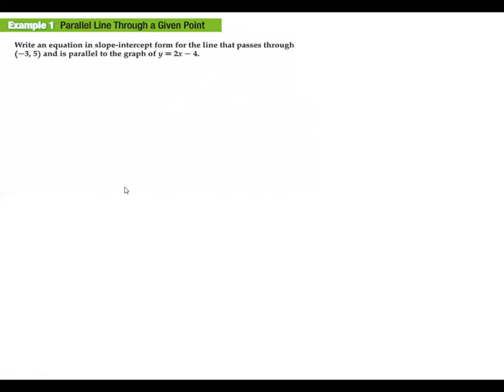Write an equation in slope intercept form for the line that passes through negative 3, 5 and is parallel to the graph of y equals 2x minus 4. Well, the slope of the line y equals 2x minus 4 is 2 because it's already in slope intercept form. If the equation is not in slope intercept form, just solve it for y. In other words, get y by itself, and then the number in front of x, the coefficient of x, is going to be your slope.